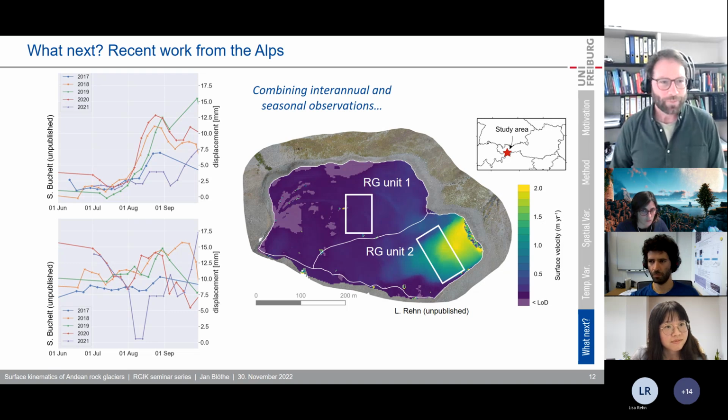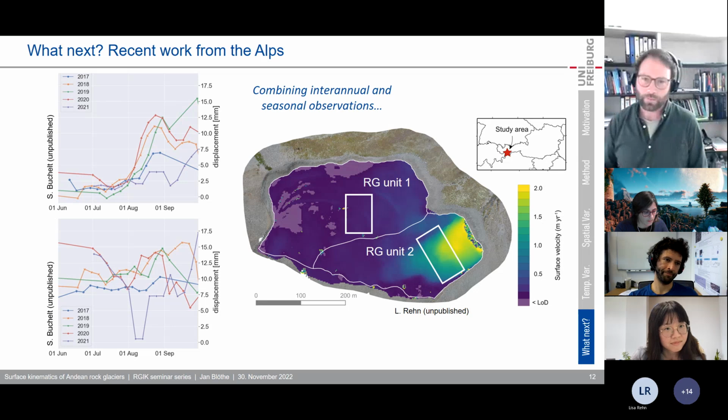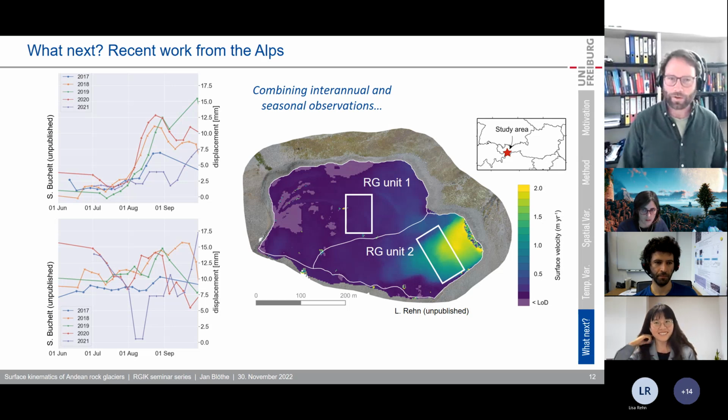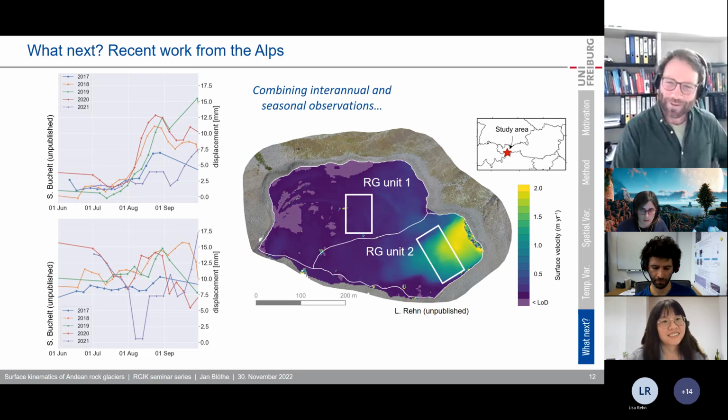robust pattern here, but I'm not too sure about the interpretation of this, because you also have to take into account that in this rock glacier unit 2, the slope is much steeper. So this is a steeper part of the rock glacier, and this is a less steep part, and that can also influence the seasonality of surface velocities. Yeah, I guess that would be my very cautious answer to your question.